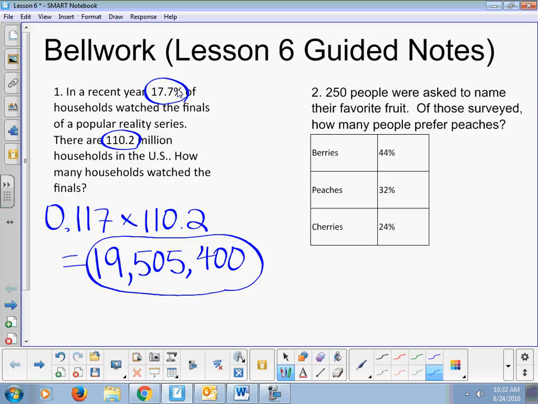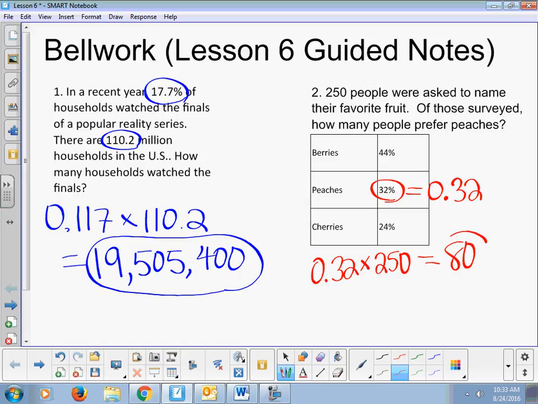For our second example, 250 people were asked to name their favorite fruit. Of those surveyed, how many people prefer peaches? If you look at your chart, 32% prefer peaches. So you have to change 32% to a decimal, which is what? 0.32. 0.32 times our total, which is 250, gives us what? 80. So we know that 80 people chose peaches as their favorite fruit.